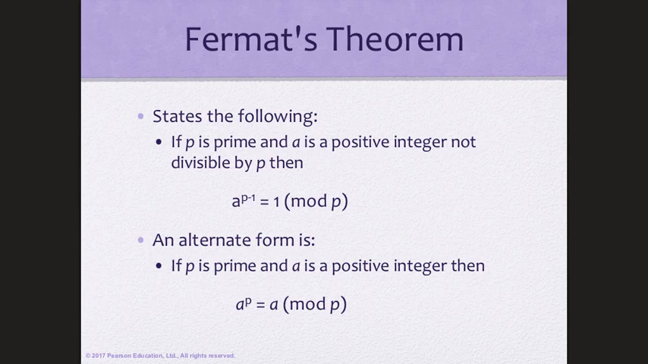you can say that A to the power P is equal to A mod P. These are two ways to write the same theorem. So again, the conditions here are that A is a positive integer, P is a prime, and A and P are relatively prime, so P does not divide A. If all of this is true, then it's always true that A to the power P minus 1 is going to be congruent to 1 mod P. Any questions?